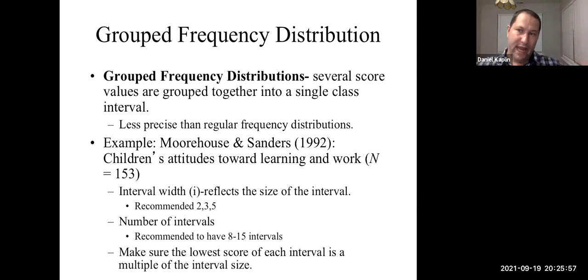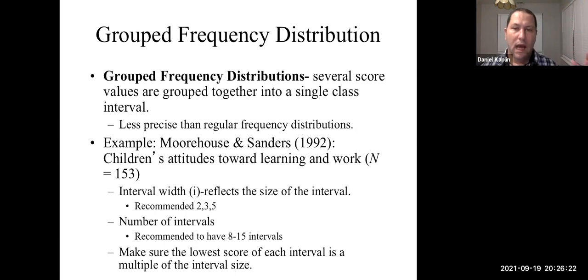So people are put into age categories, but we might know which category you belong to, but we wouldn't know your actual age. So that is the biggest criticism. Now, there are other studies that use grouped frequency distributions, like the Morehouse and Sanders study in 1992.